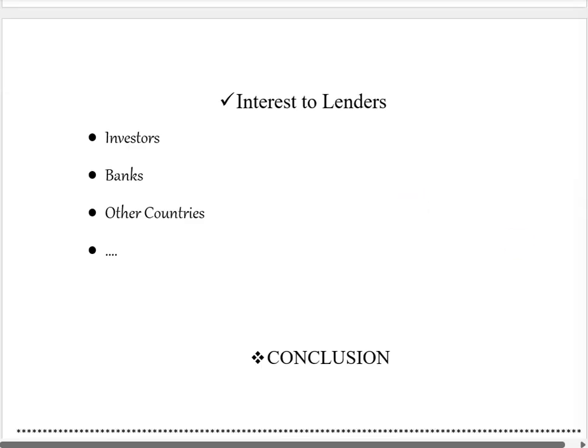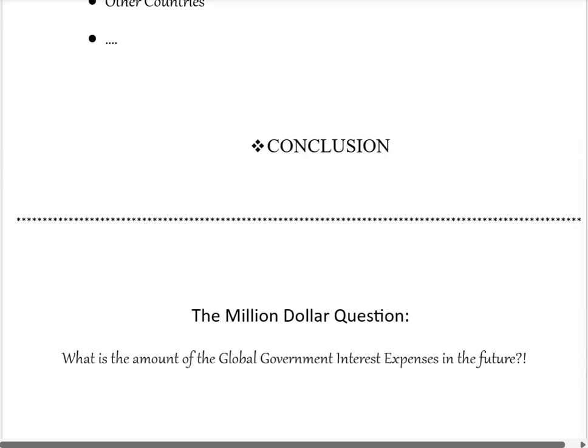Okay, now let's make a conclusion together. To put it simply, by estimating the amount of the global government interest expenses in the future, the future gold price will probably be in your hands. But the million-dollar question: what is the amount of the global government interest expenses in the future, so we can predict the gold price in the future? Okay, so first I have to find the global government interest expenses in the future to find the gold price in the future.